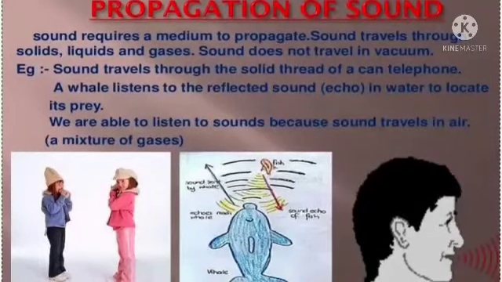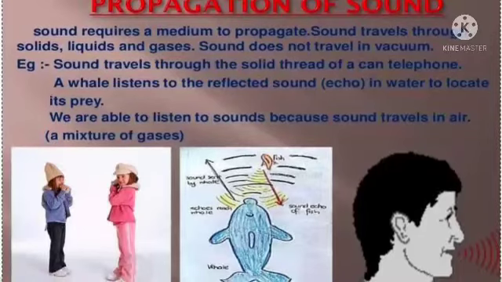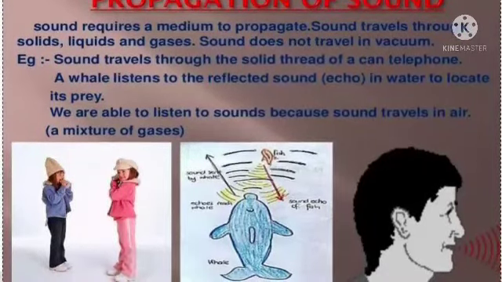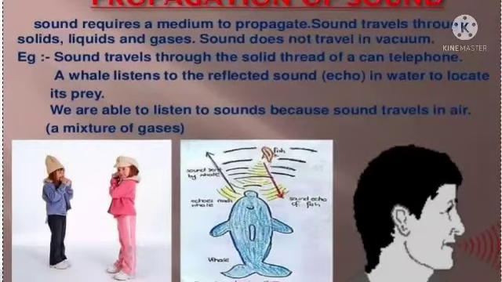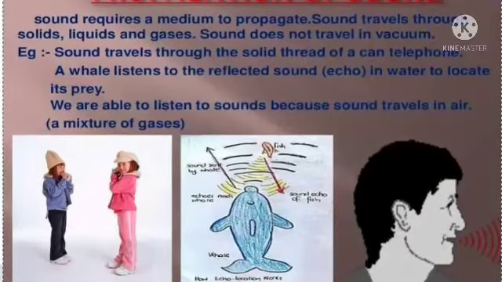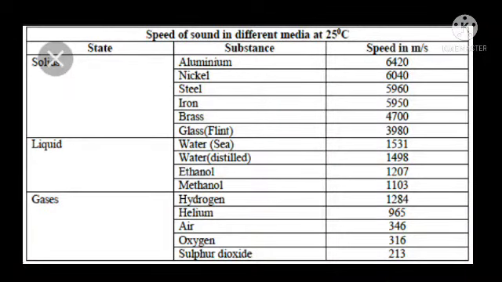For example, sound travels through the solid thread of a can telephone. A whale listens to the reflected sound, the echo, in water to locate its prey. We are able to listen to sounds because sound travels in air. Here is a table showing the speed of sound in different media at 25 degrees Celsius.